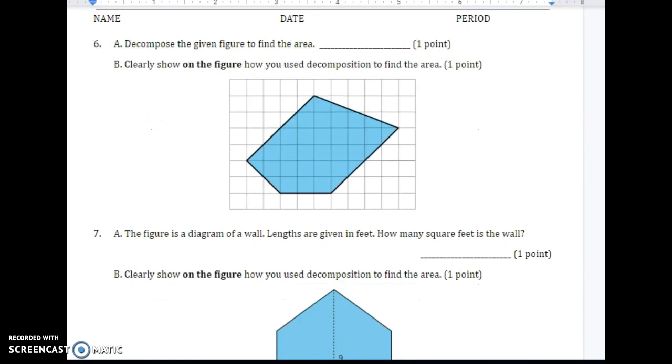Question 6a. Decompose the given figure to find the area. B. Clearly show on the figure how you used decomposition to find the area.